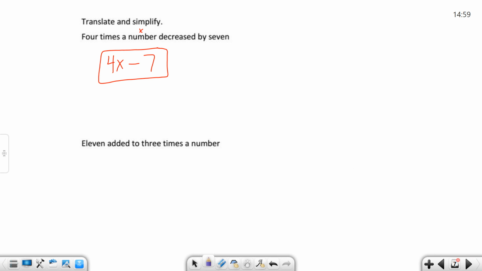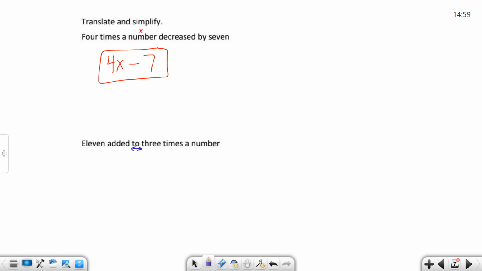And is there anything we can do to simplify that? No. That's why I boxed it. There's no like terms to combine. There's nothing to distribute. Nothing like that. So it's already done. Next, 11 added to. Here's that word to. So I'd like to draw a little double-lined arrow there.